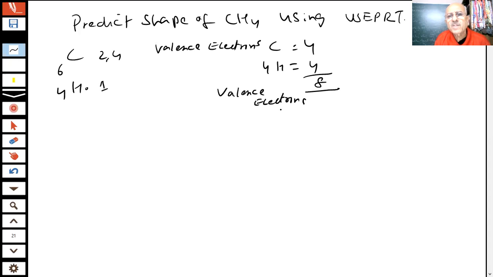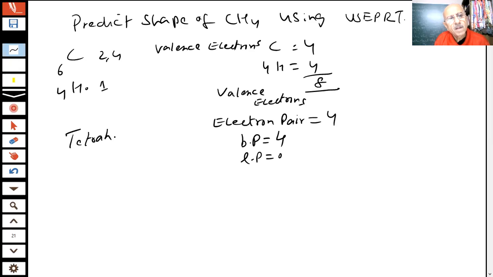How many pairs? Electron pairs will be how many? Electron pairs 4. How many bonds is it forming? Carbon is my central atom. 4 bonds. So each bond pair needs 1 pair, 4 pairs. Are there any lone pairs left? 0. And in such cases, the shape is tetrahedral. Is that a three-dimensional figure, students?